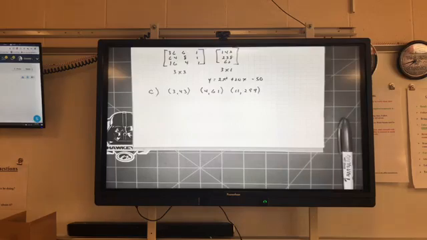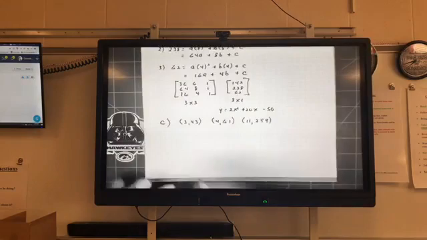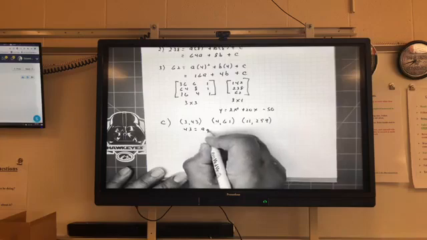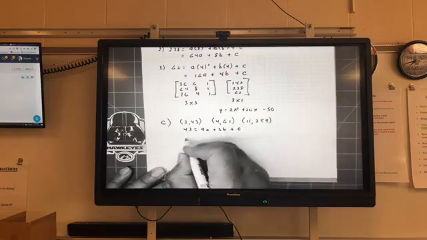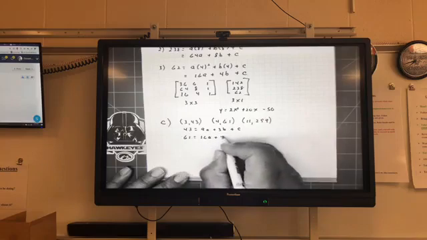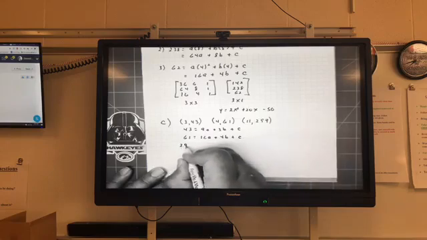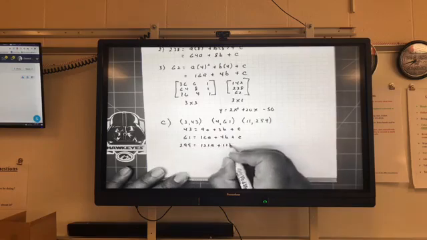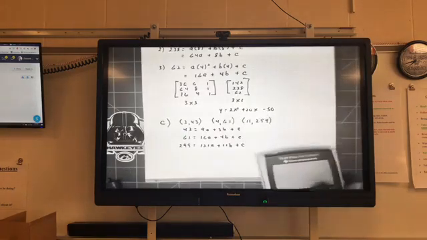Okay, let's set it up and go from there. First equation is 43 equals 9a plus 3b plus c. Second equation is 61 equals 16a plus 4b plus c. Last equation is 299 equals 121a plus 11b plus c. So let's put this into our matrix. That's a 3 by 3.